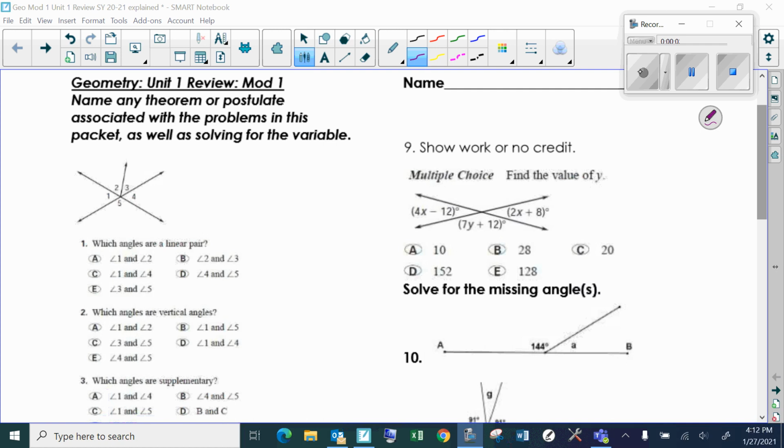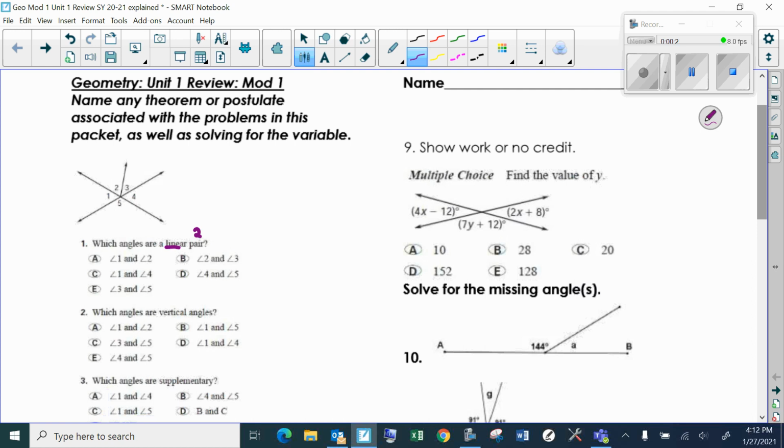Okay, students, let's go ahead and go over your test one review here. Number one, which angles are a linear pair? Obviously, pair means there can only be two angles, and they must form a line, and they must be adjacent, which means next to. So 1 and 2, do they form a line?